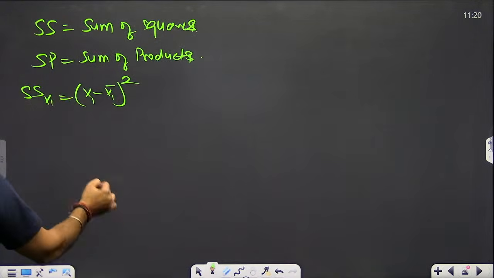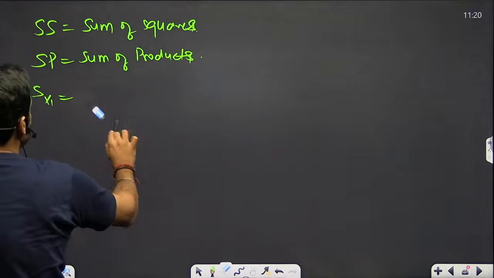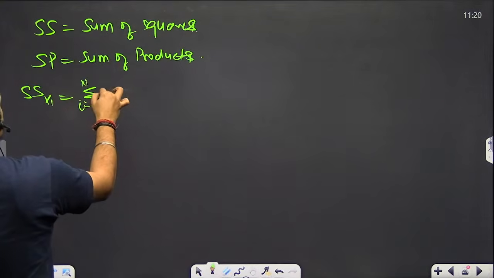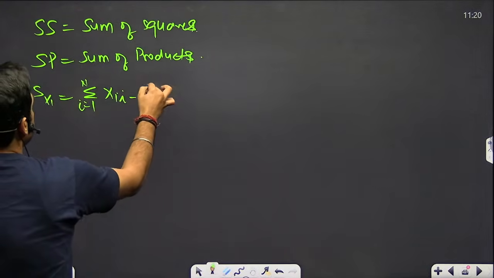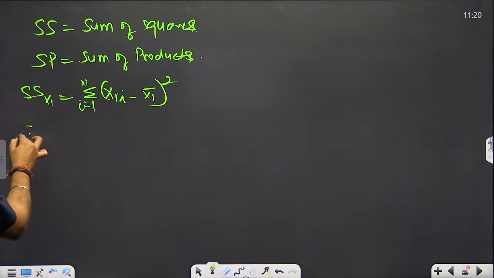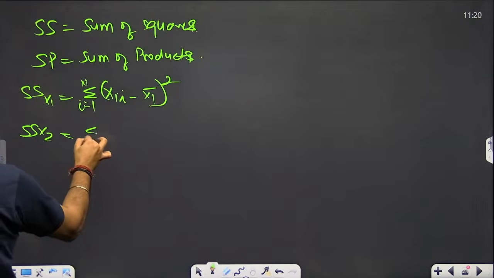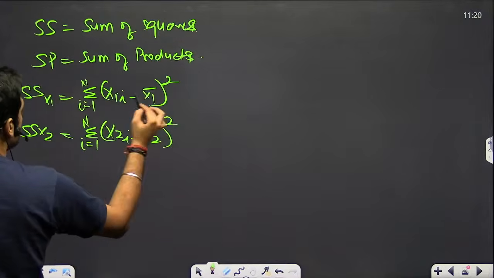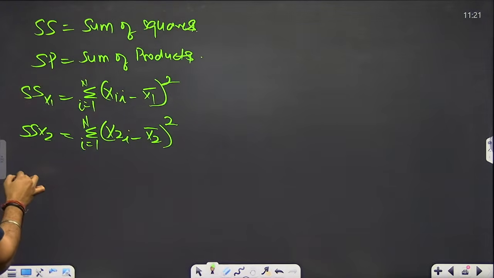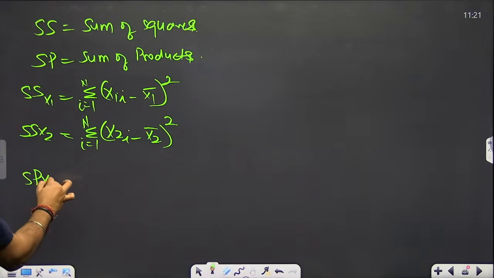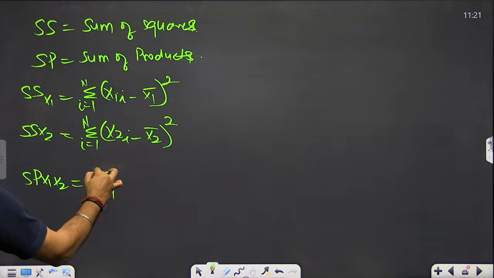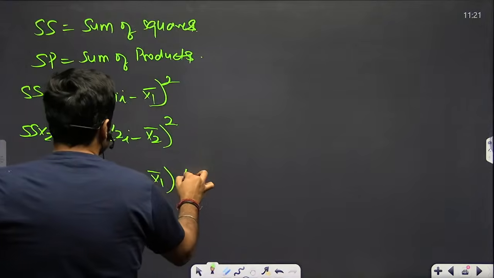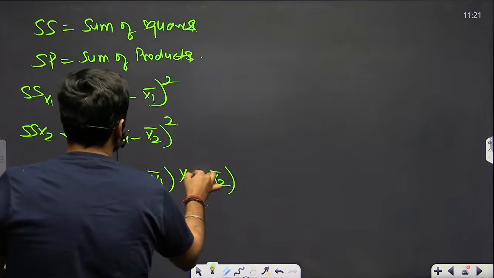I would add a summation also: i equals 1 to n, x1i minus x1 bar, whole square. Similarly, what is sum of squares x2? Very simple: i equals 1 to n, x2i minus x2 bar, whole square. Now the sum of products, very simple: i equals 1 to n, x1i minus x1 bar into x2i minus x2 bar.